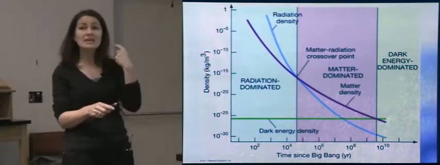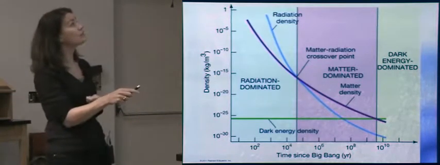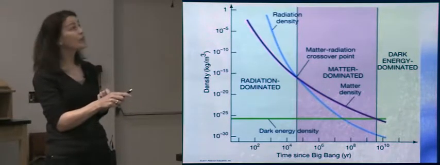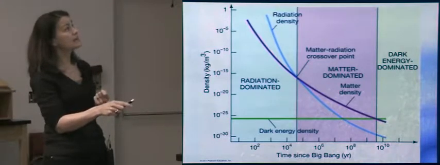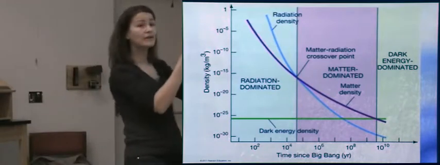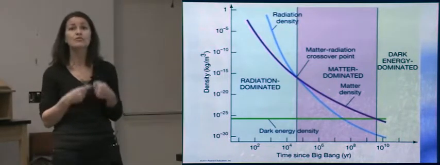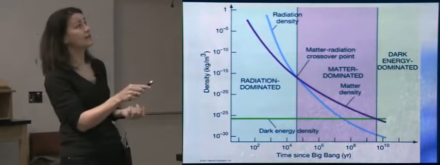And then because radiation dilutes faster than matter, you can see that there's a point where the two are equal. We call this the matter-radiation equality. And then we enter an era where dark matter dominates. So this is our matter-dominated era. And this whole time period of matter domination is where the galaxies and clusters of galaxies are forming. So this is really important that we have this dark matter-dominated era.